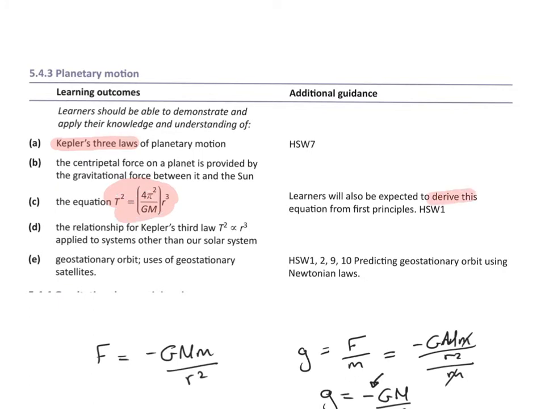Then we will come across this equation, and how to derive it is very, very important. It says it here as well in the comments that you need to derive it from first principles. We're going to use Kepler's third law relationship to apply to satellites and other things in our solar system, and we're also going to look at geostationary orbit and its uses in terms of satellites.